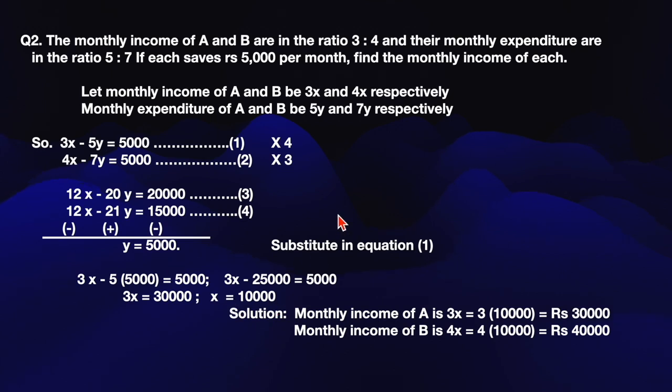Okay, x and y. Now they've asked the monthly income of each. The monthly income of A is 3x. So 3 into 10,000 is 30,000. Monthly income of B is 4x. So 4 into 10,000 is 40,000.